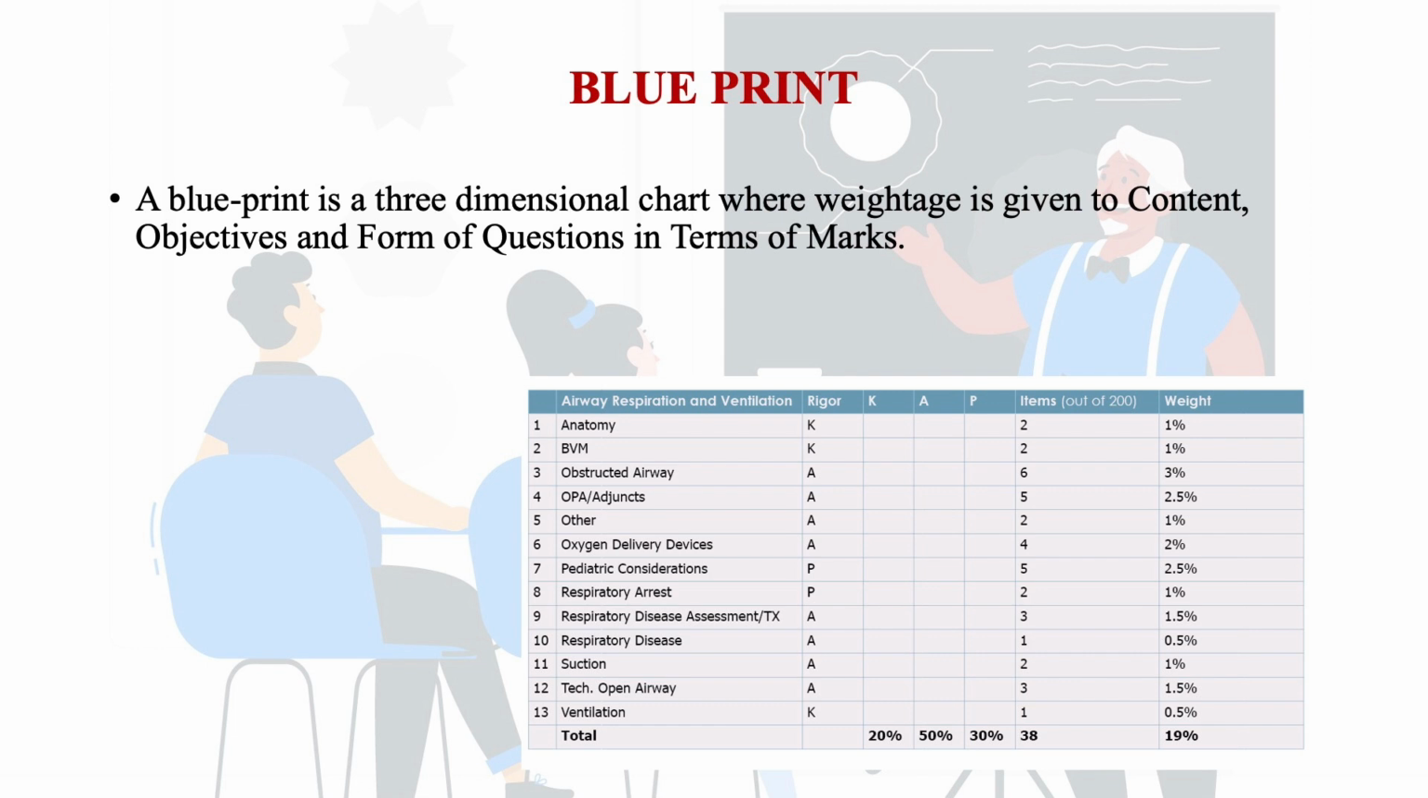So friends, a blueprint is a three-dimensional chart where weightage is given to content, objectives and forms of question in terms of marks. So before developing or before writing items for any tool, for any test, what you have to do? First you have to prepare a table of specification. First you have to make a blueprint. So a blueprint is a three-dimensional chart. There are three dimensions of a blueprint. The first dimension will reflect the content, the second dimension will reflect the objective, and the third dimension will reflect the form of questions in terms of marks.